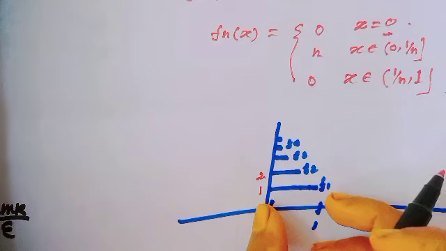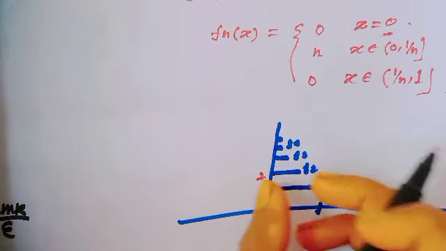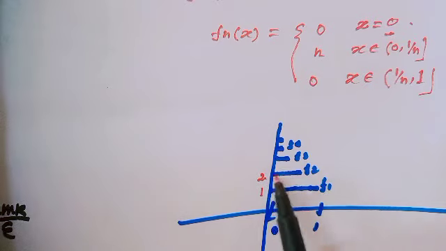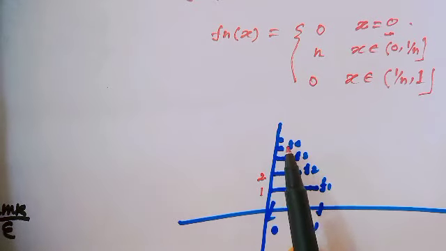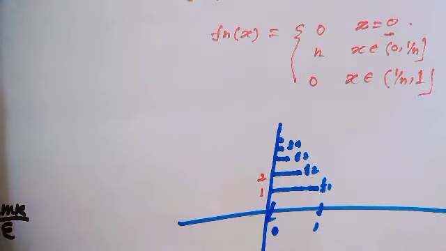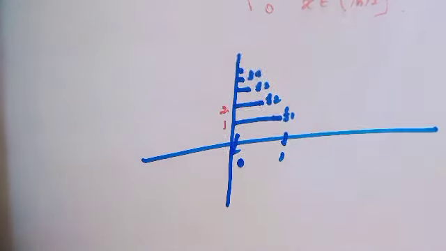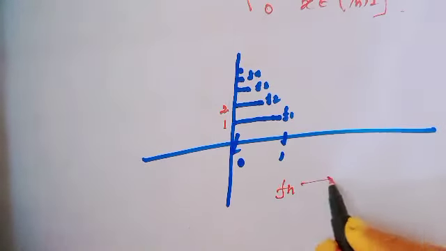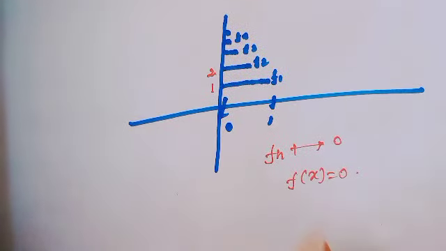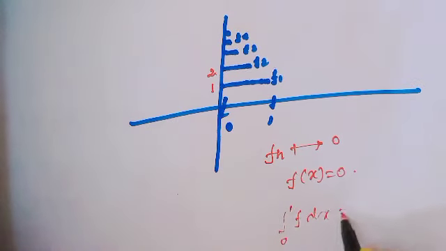Notice one thing: the length of the interval is getting smaller and smaller while the height becomes higher and higher. The sequence of functions fn(x) converges to the 0 function. That means here f(x) equals 0. That means integral 0 to 1 of f dx equals 0.